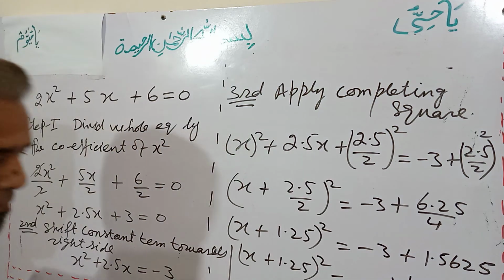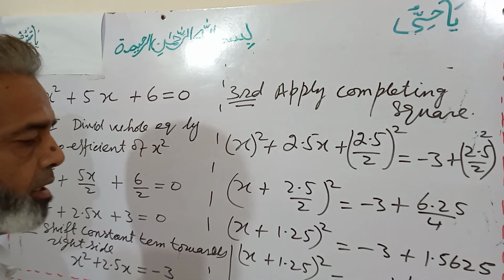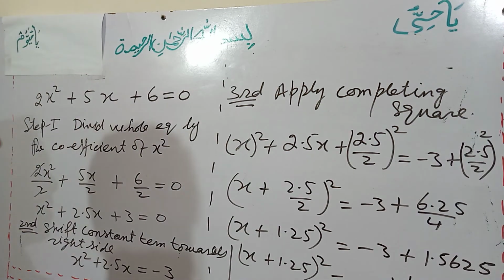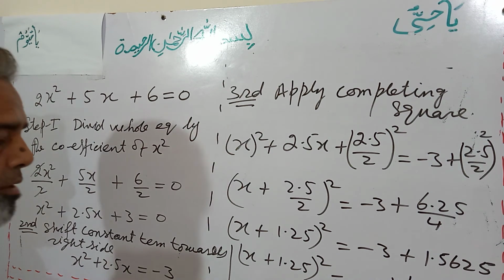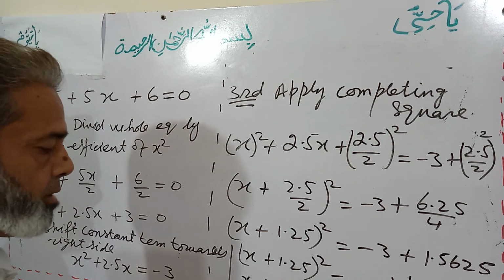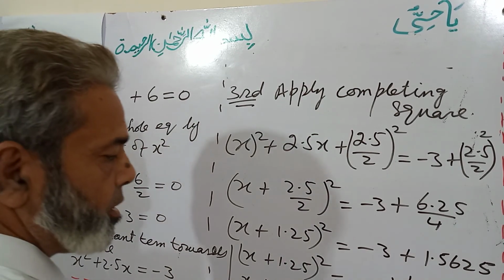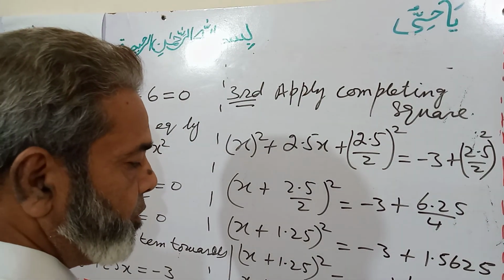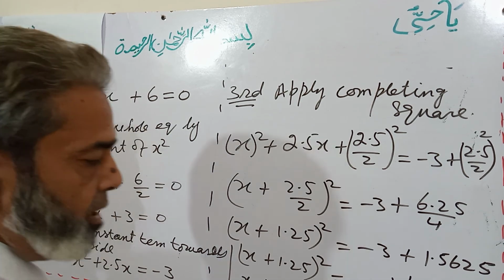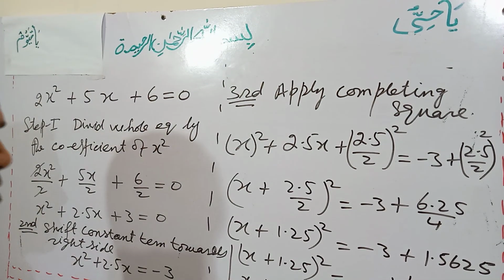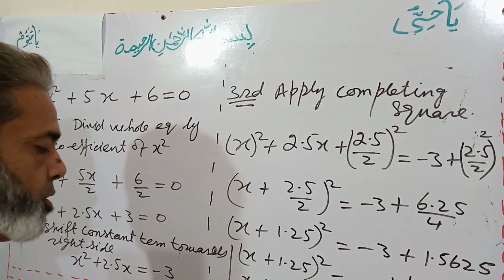If there is a negative sign, we cannot take the square root. The fourth step is to take the square root on both sides. So you will get x + 1.25 = ±√(-1.4375). If there is a negative sign, then there are no solutions.